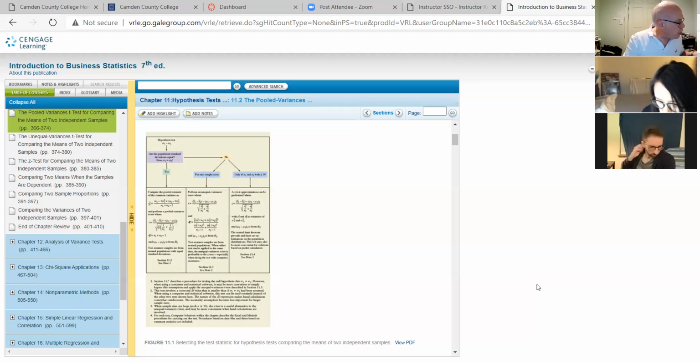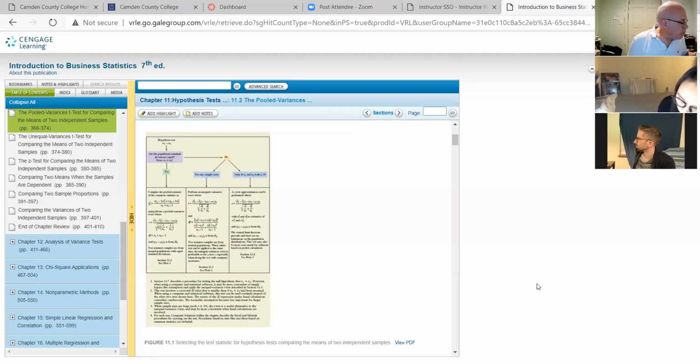Now, in both the first column and the second column, we make the assumption that both populations are normal. The same thing in the middle column. Both populations are normal. We're making that assumption, even though we're using the t-statistic, which is a different distribution. We're still assuming normal populations.